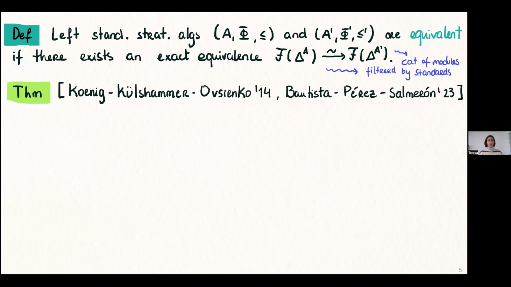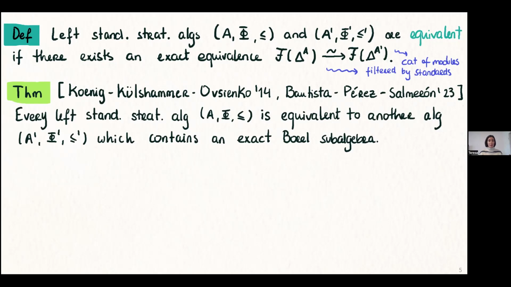And now we come to the existence result about exact Borel subalgebras, which is due to Koenig, Külshammer, and Ovsienko for the quasi-hereditary algebra case, and Bautista, Pérez, and Salmerón for a more general situation, which includes the left standardly stratified algebras. The result says the following. It says that every left standardly stratified algebra is equivalent to another left standardly stratified algebra, say A prime, such that this A prime contains an exact Borel subalgebra.